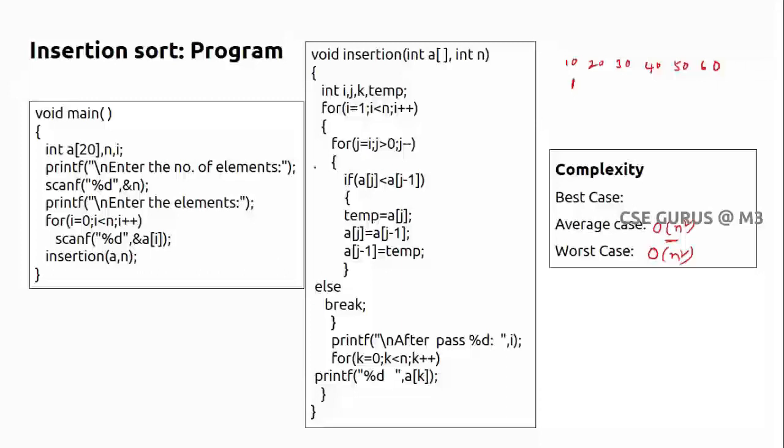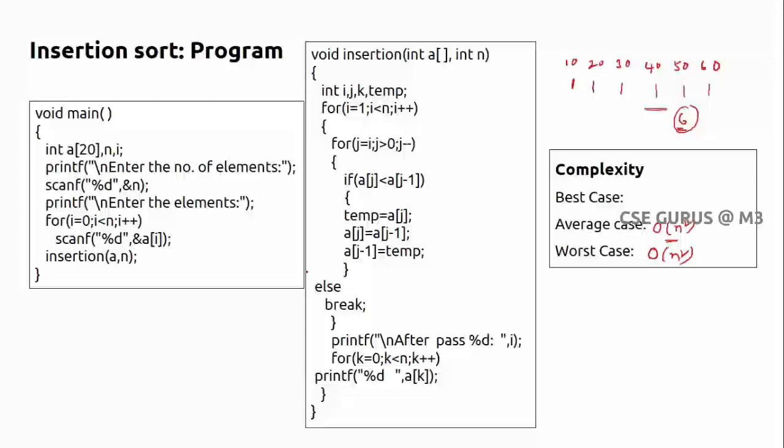Break means it comes out of the j loop, i value 2 comes to 30. Is 30 less than 20? No. Again the j loop goes one time, next one time, next one time only, that's it. So if you take 6 elements, only 6 times it is going. So if you take n elements, it goes only n times when the elements are all given in sorted order.